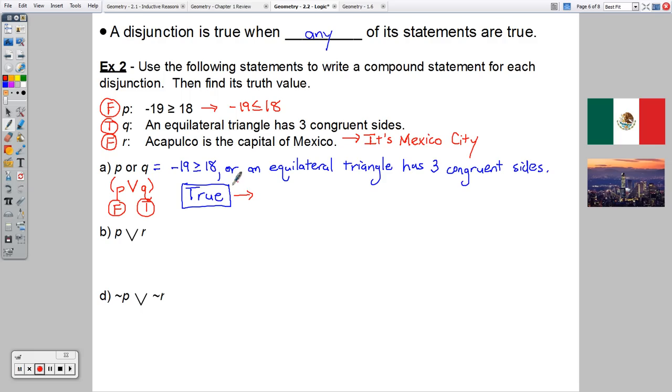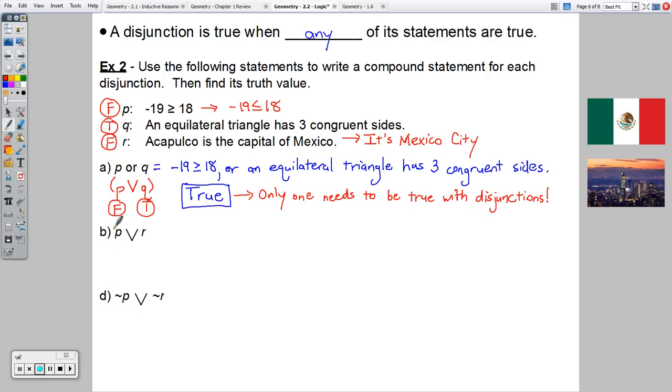To make a little note, I'll use extra color for that. So only one needs to be true with a disjunction. Only one needs to be true with disjunctions. Another exclamation point. I'm excited about that. All right, let's check out this one.